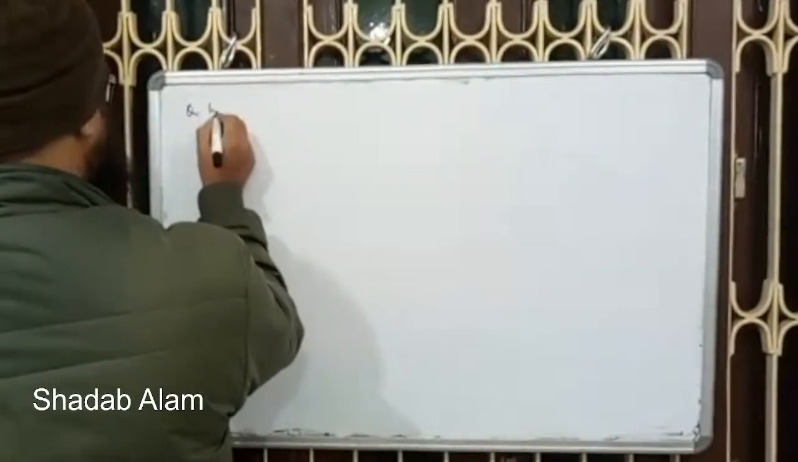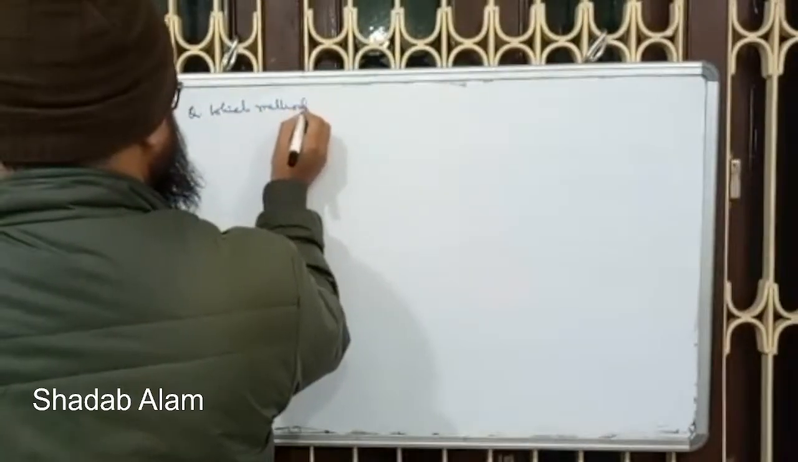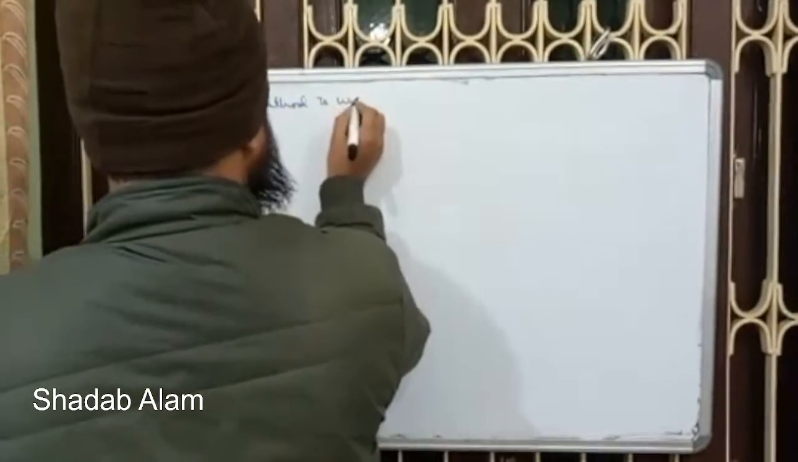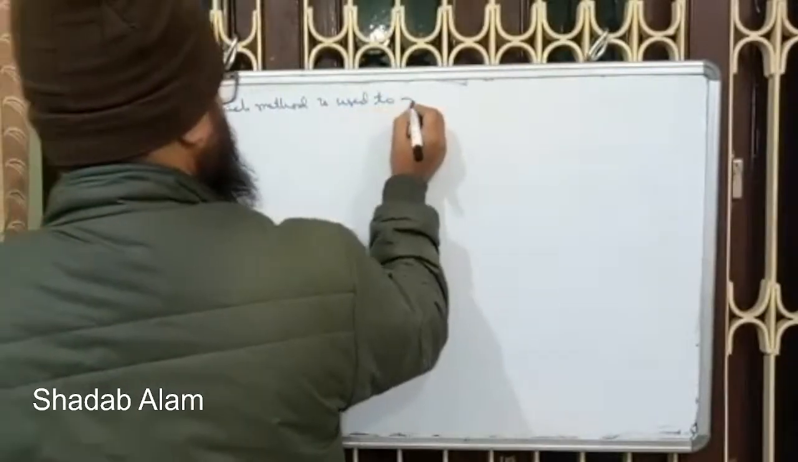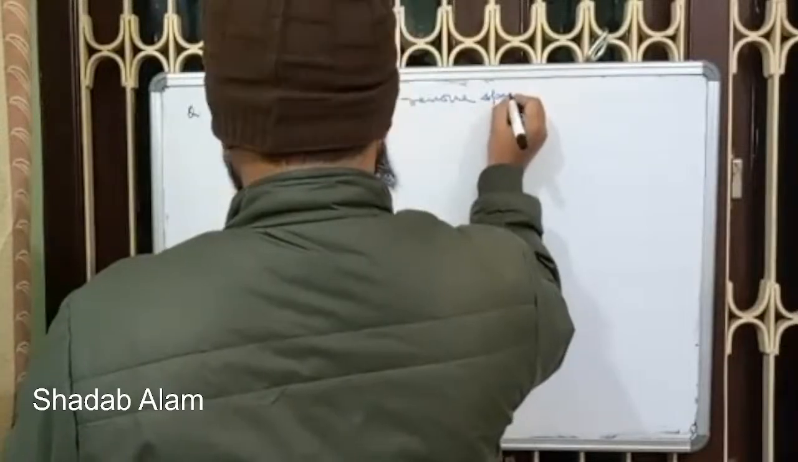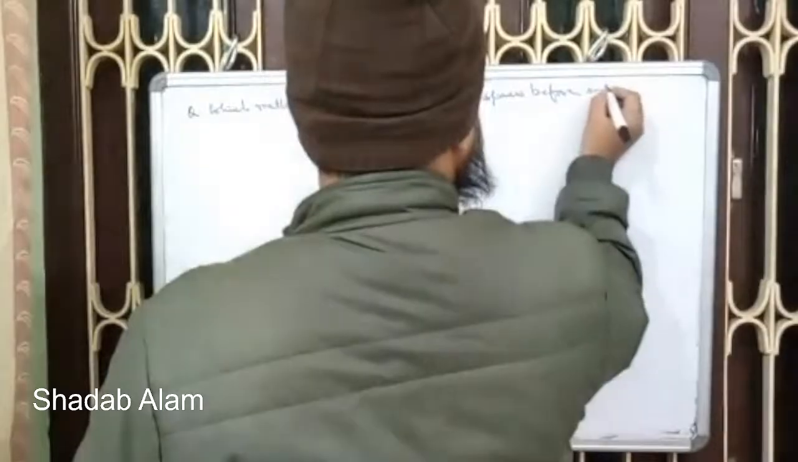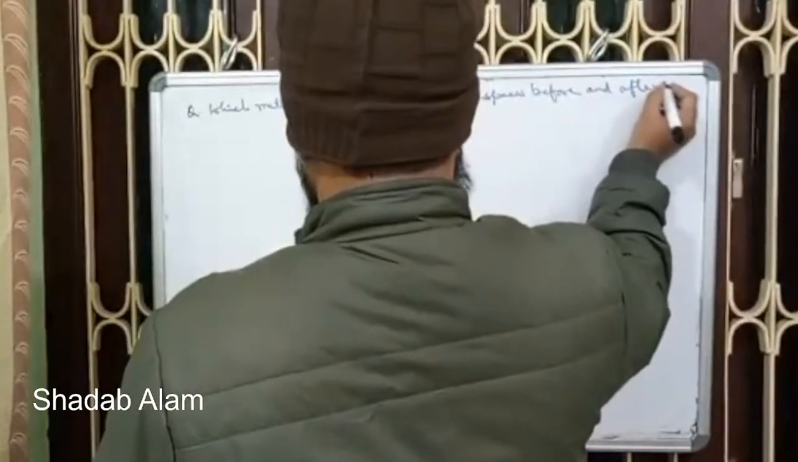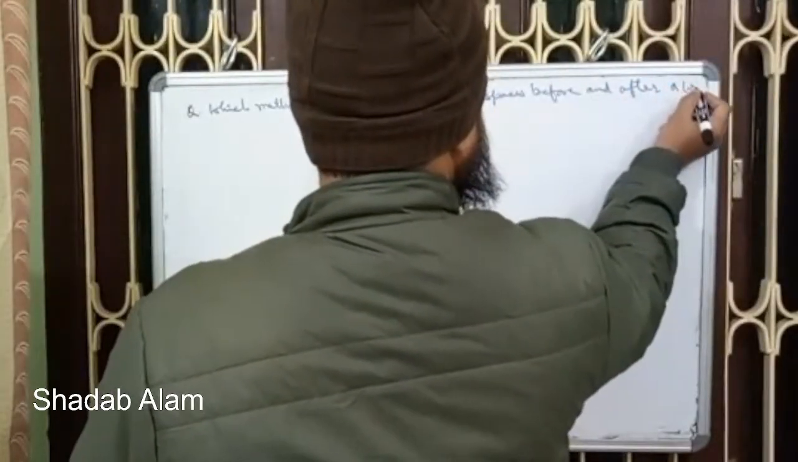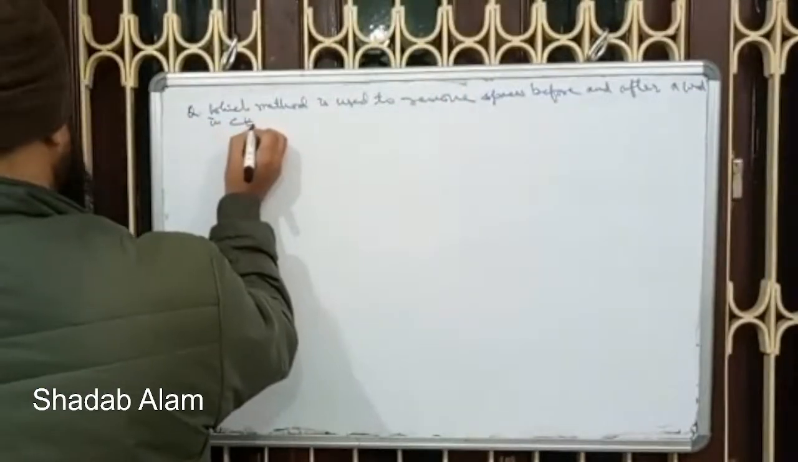Question: which method is used to remove spaces before and after a word in C#?